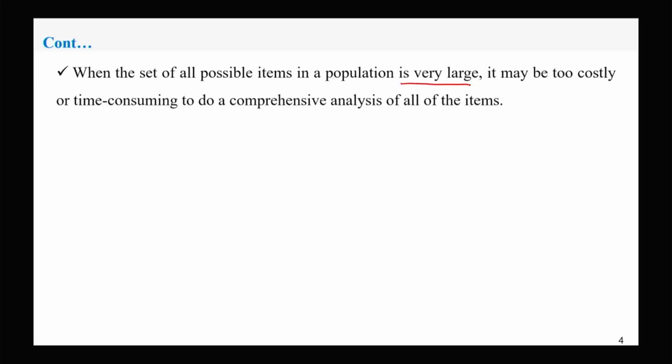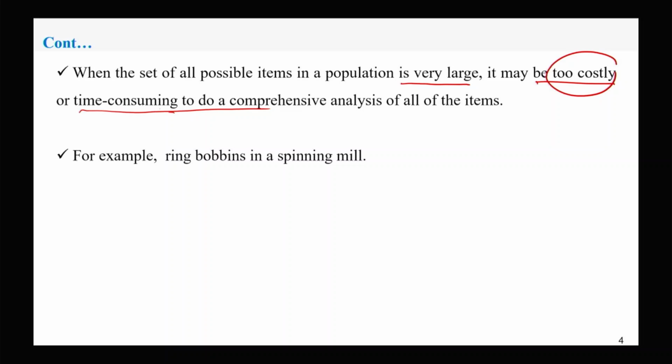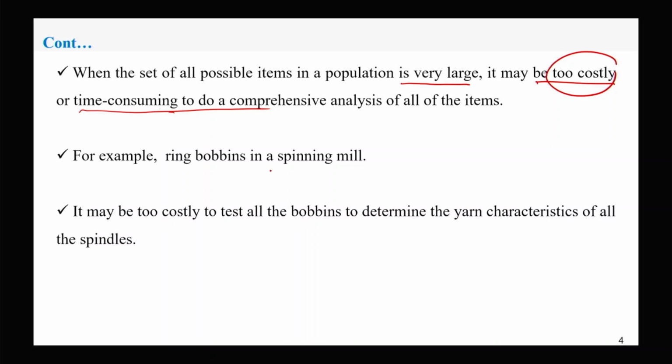When the population is very large, it will be too costly, as we have already discussed, and time consuming to do a comprehensive analysis of all the items. Like we have say 10 lakh bobbins. Even if the test is not destructive, if we try to take the mass of each bobbin, that will also be very time consuming, and that will be directly or indirectly connected with cost. Take the ring bobbin in a spinning mill, which I have already explained. It will be too expensive for us to test all the bobbins.